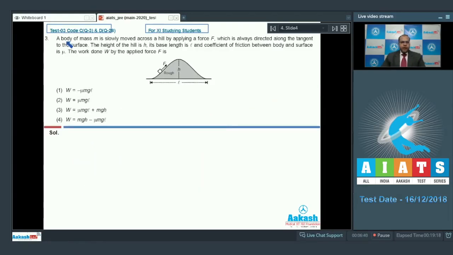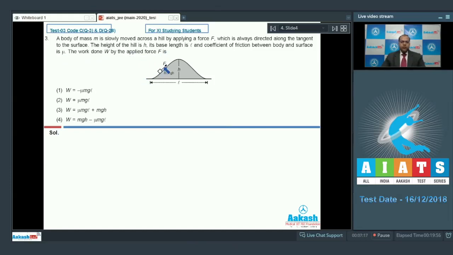In question number 3, a body of mass m is slowly moved across a hill by applying a force F, which is always directed along the tangent to the surface. The height of the hill is h and its base length is L. The coefficient of friction between body and the surface is mu. The work done by the applied force F is.